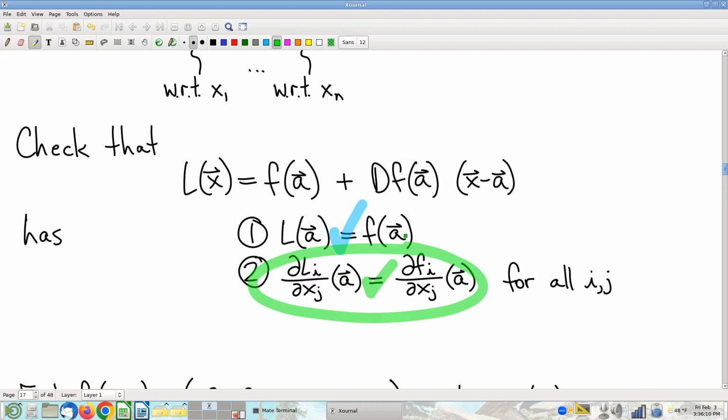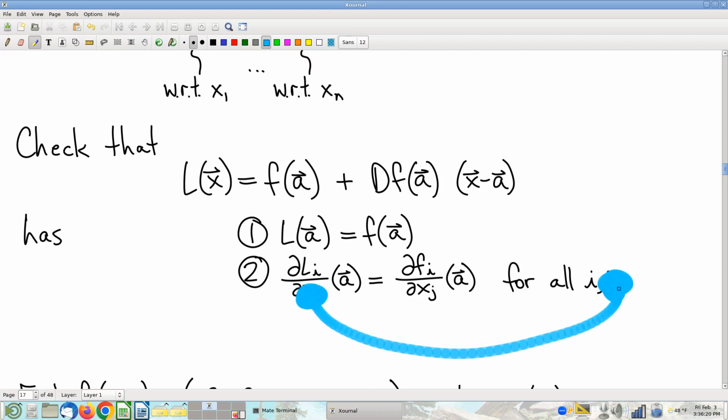I'll just do it like that. And when I say all the partial derivatives now, you've got to keep in mind there's a bunch of partial derivatives, because there's a bunch of different input variables with respect to which I could take a partial derivative, and there's a bunch of output variables of which I could take a partial derivative. So that's a bunch of partial derivatives to check.